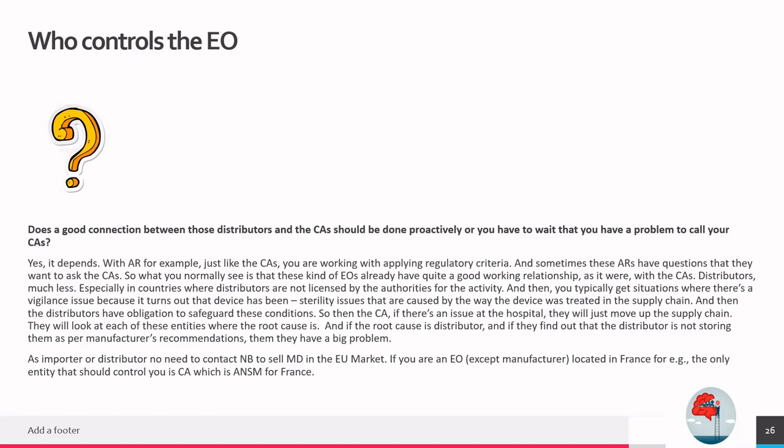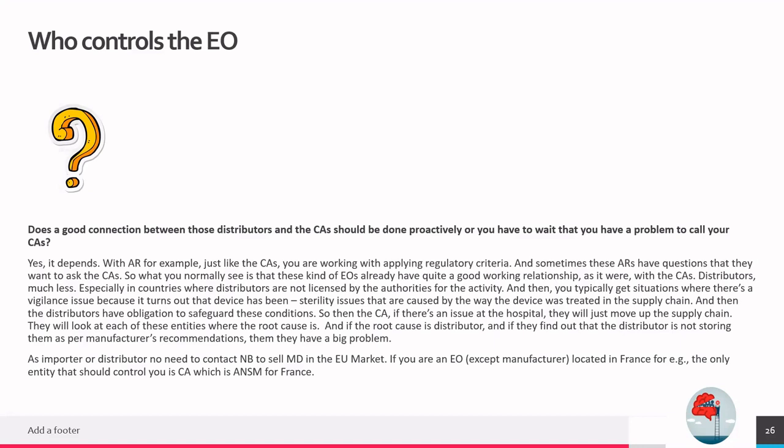So as an importer or distributor, there is no need to contact a notified body to sell your medical device in the European market. If you are an economic operator, except the manufacturer, located in France, for example, the only entity that should control you is the competent authority, that is ANSM for France. Now, I will give a good example for that later.